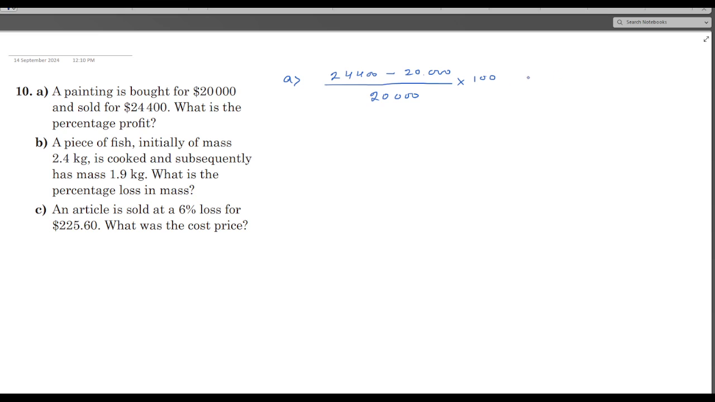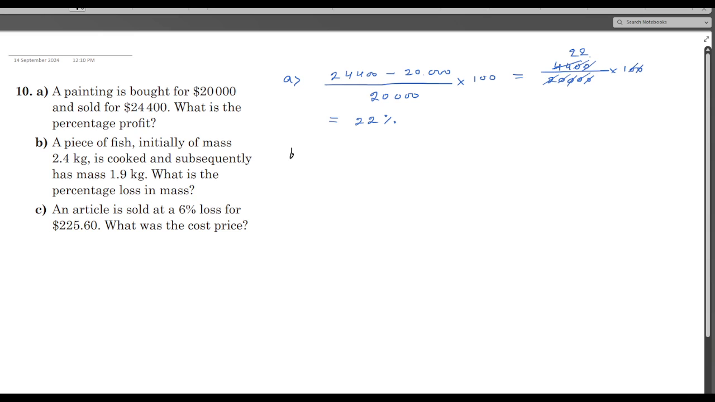So this will give you 24,400 minus 20,000 is 4,400 divided by 20,000 times 100. So this 0 cancels, this 0 cancels, and then this is 22. So here your percentage profit is 22%. Second, a piece of fish initially of mass 2.4 kg is cooked and subsequently has mass 1.9 kg. What is the percentage loss in mass?